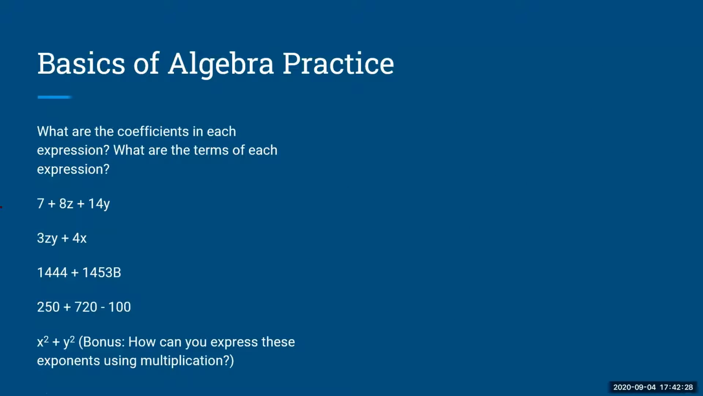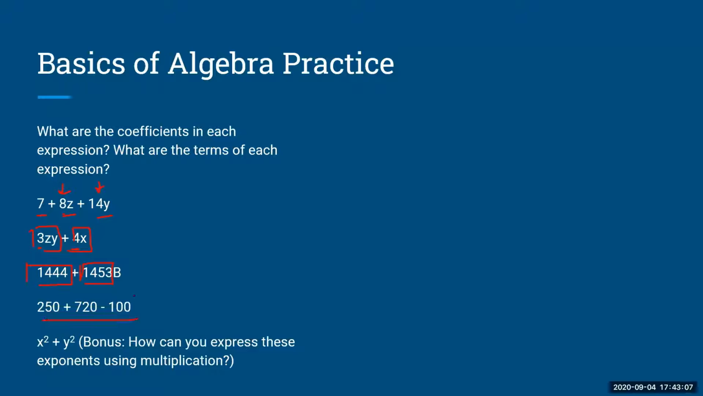All right, so what are the coefficients of each equation and what are the terms of each expression? Well, you can see that the terms are 7, 8z, and 14y. The coefficients are 8 and 14 for this one. I'll just do this real quickly, guys. The coefficient is 3, because it's 3 times z times y. Remember, coefficients are always numbers. And the terms are 3zy and 4x. You have 1444 as one term, and 1453 times b, so 1453 is your coefficient of b.